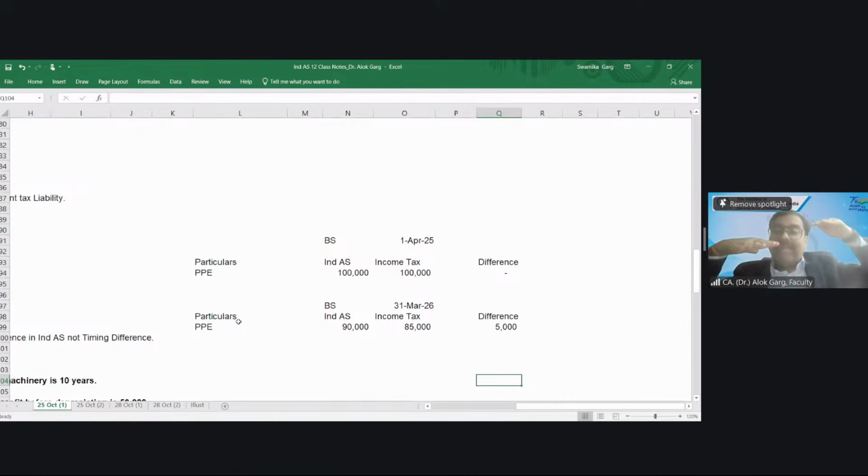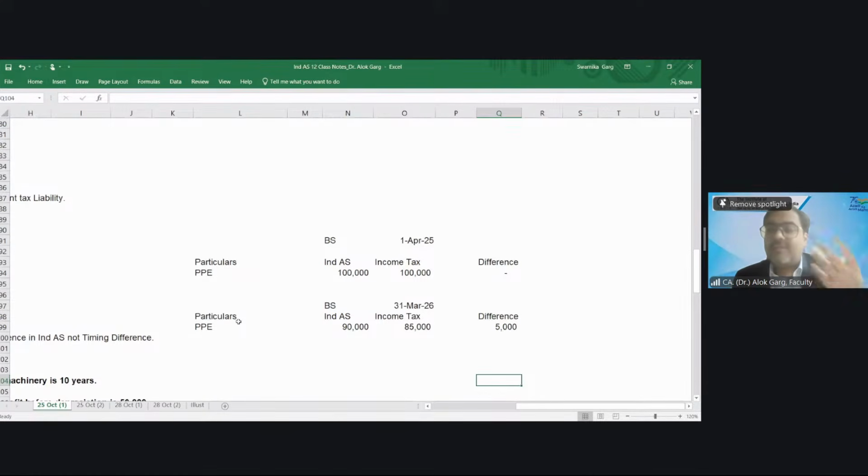For aligning my book base and the tax base, I have to pass some adjustment entry in my books, right? What does it mean? It means I have a 90,000 rupee asset in my books and an 85,000 rupee asset in my tax. So I need to reduce my asset balance. If I need to reduce my asset balance, what should I do? I need to reverse my asset.